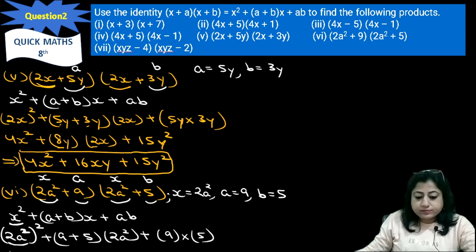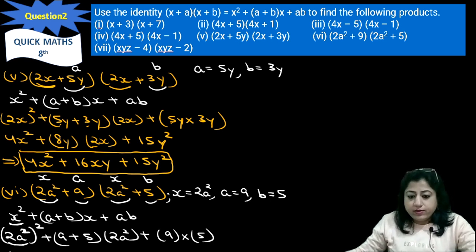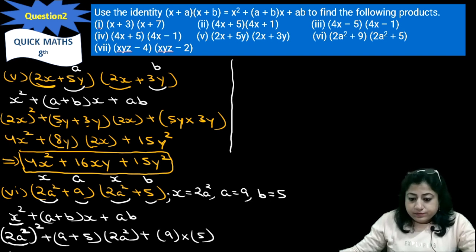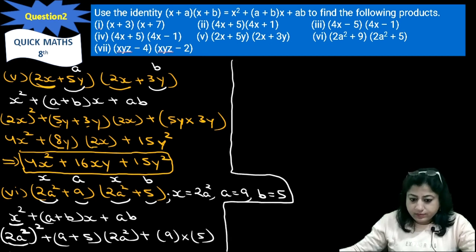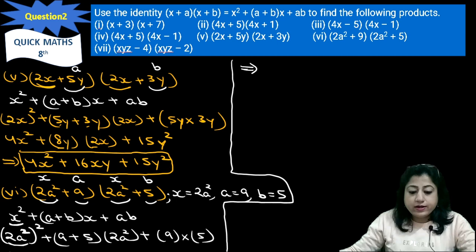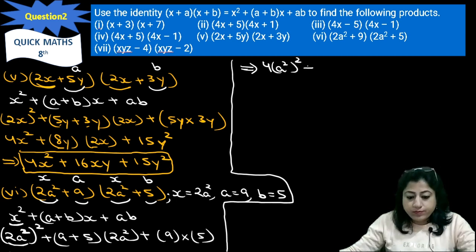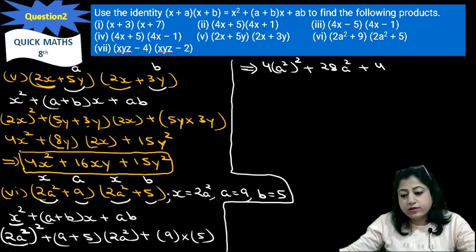I can write here also, we will utilize this space. We will continue here. So 2a square and square means first of all 2 square. 2 square is 4. Now it will be a square and then its square, plus 9 plus 5, it's 14. 14 multiply 2, it's 28. 28 a square, and 9 into 5, it's 45.